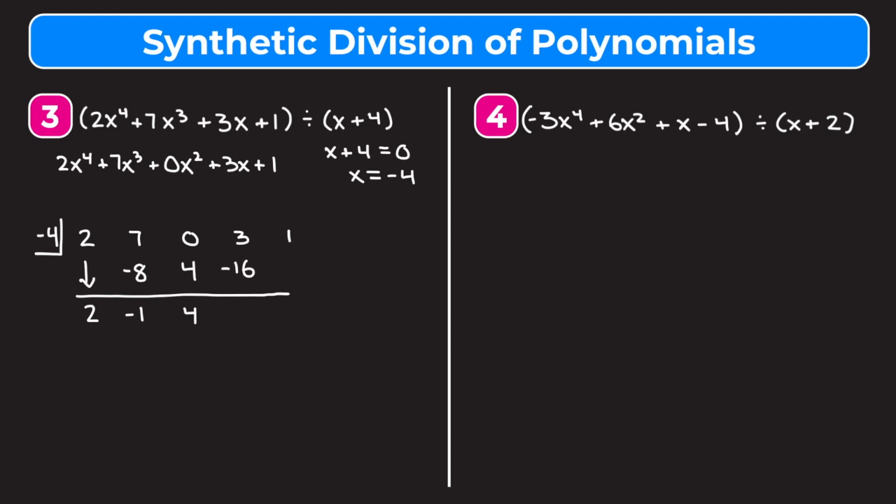Add down: 3 plus negative 16 is negative 13. Multiply negative 4 by negative 13 to get a positive 52. Add down to get 53. And now we need to write our answer.